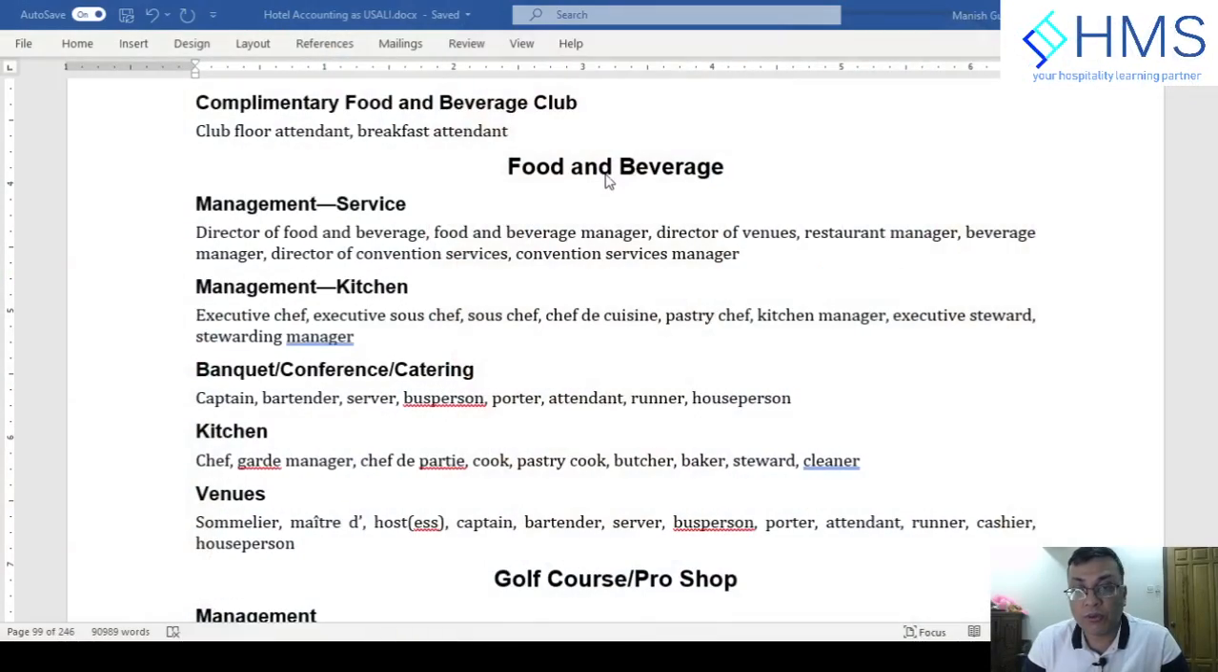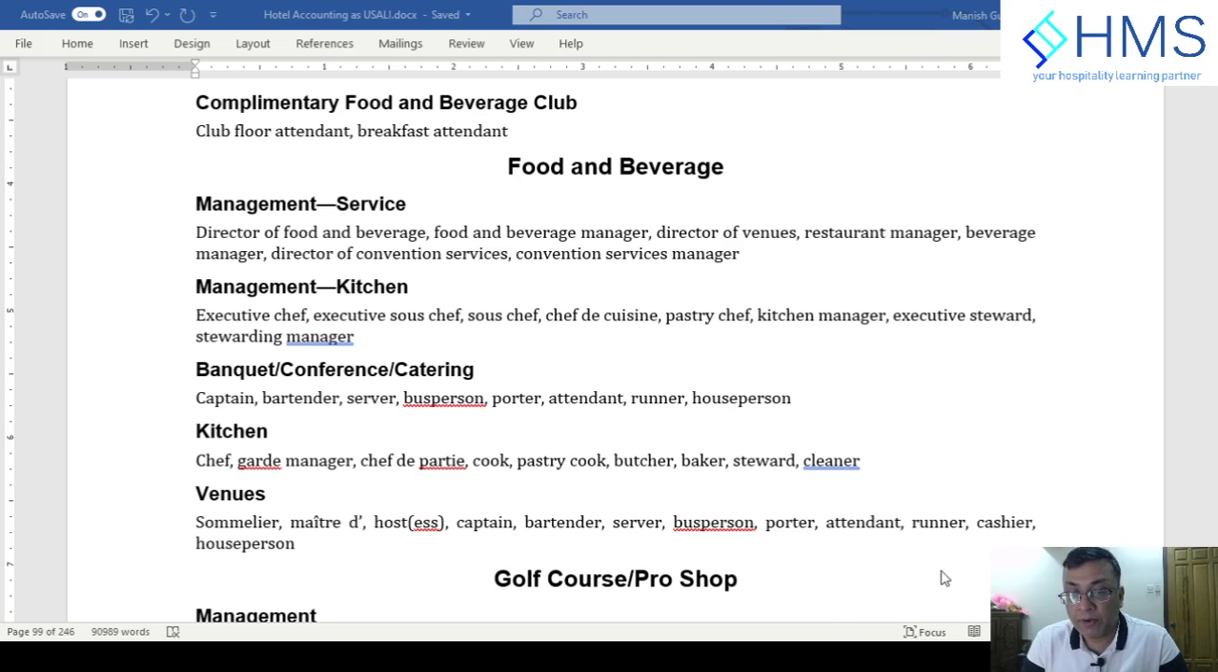As we can see in the profit and loss statement, labor cost is divided into a few categories: salary and wages, contract staff, and other payroll benefits. Salary and wages is usually divided into a few categories like management and non-management, and management is further categorized into service and kitchen. So what goes into service and kitchen?